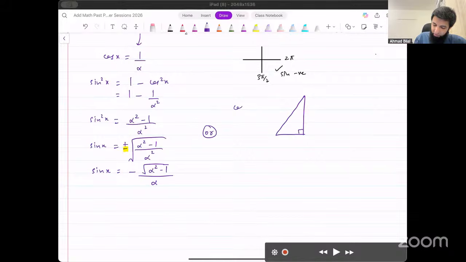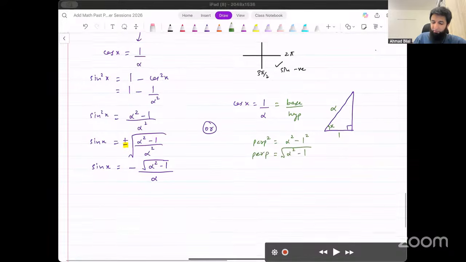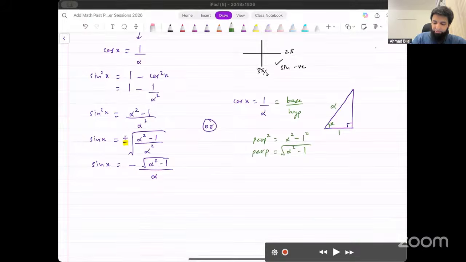Cos x is 1 over alpha. How is cos defined? Cos is defined as base over hypotenuse, or adjacent over hypotenuse. So in this right angle triangle, if this angle is x, then hypotenuse is alpha, base is 1. Can we find the perpendicular from that? Perpendicular squared is going to equal hypotenuse squared minus base squared. And that gives us perpendicular equal to square root of alpha square minus 1.